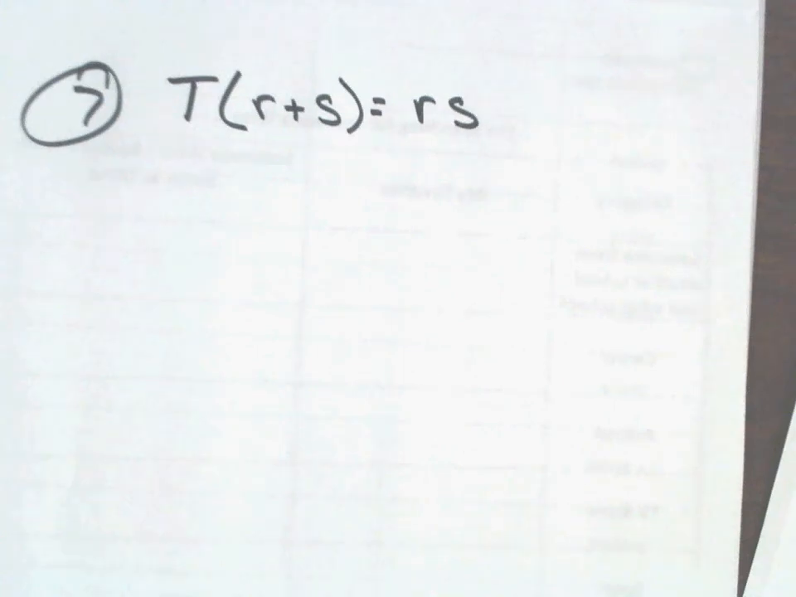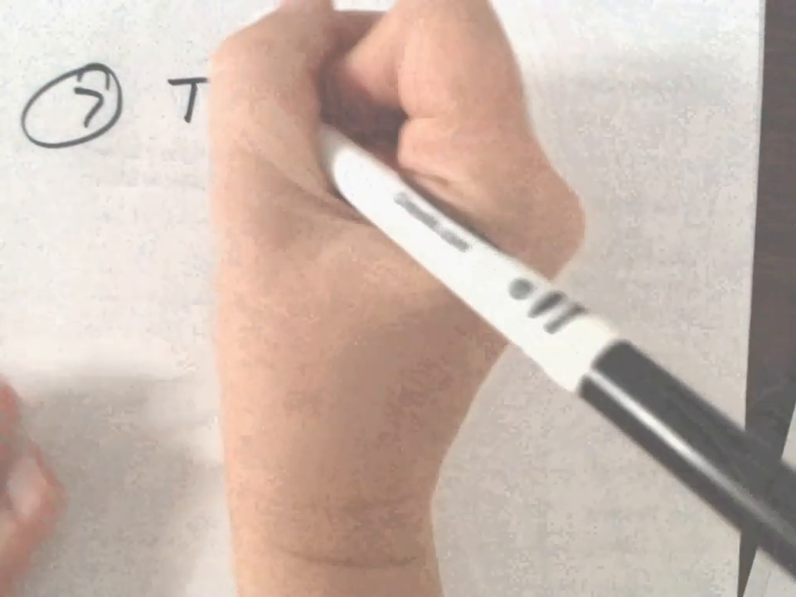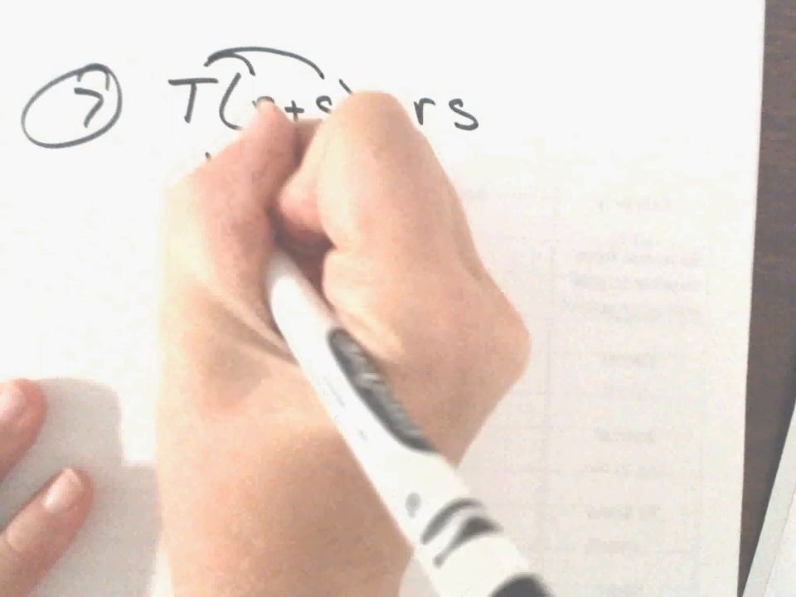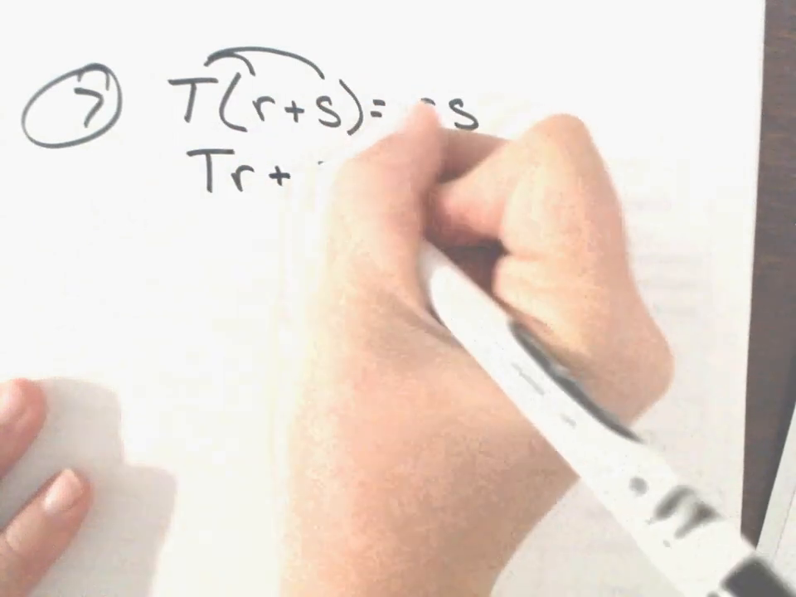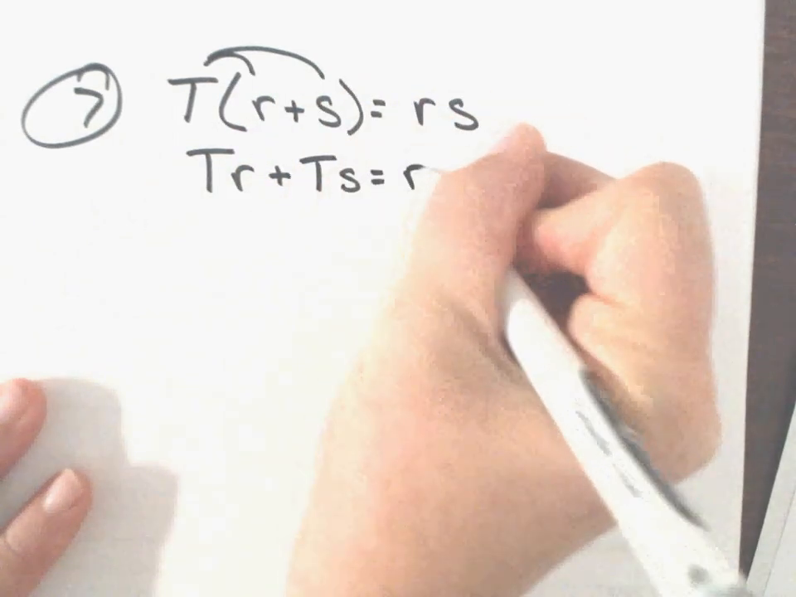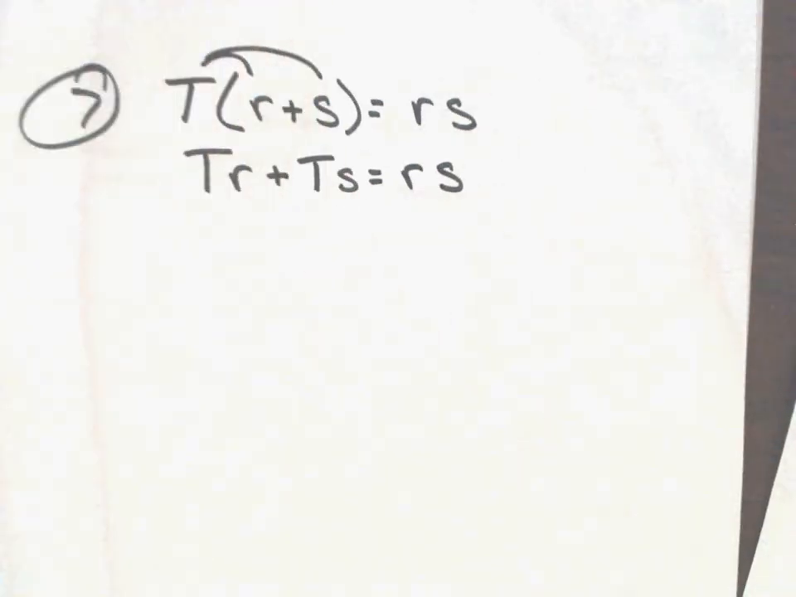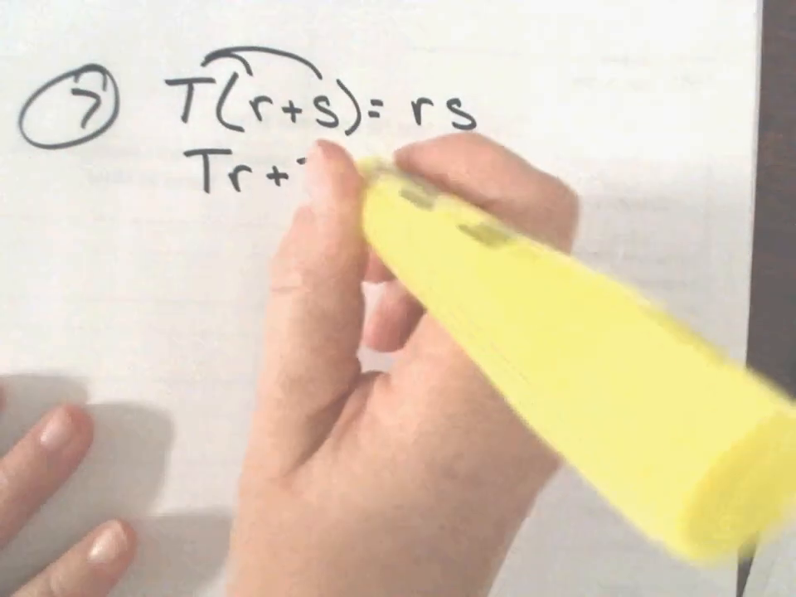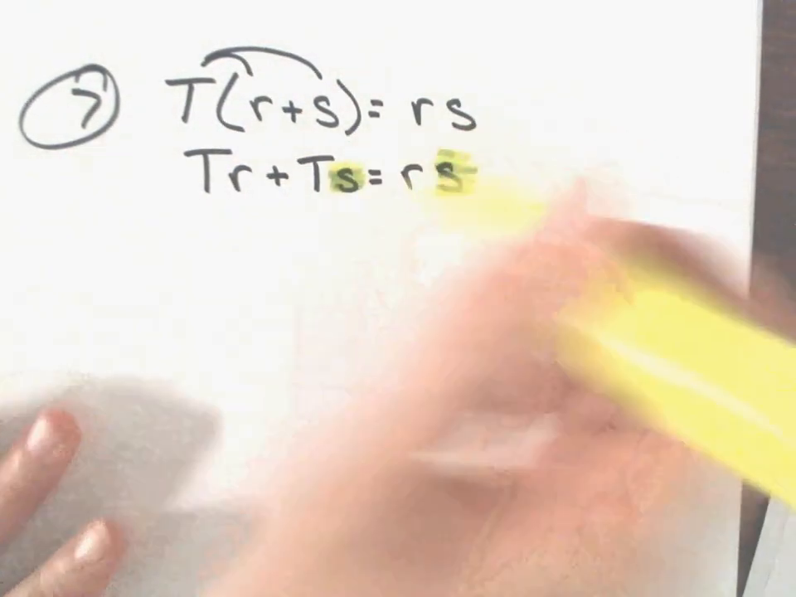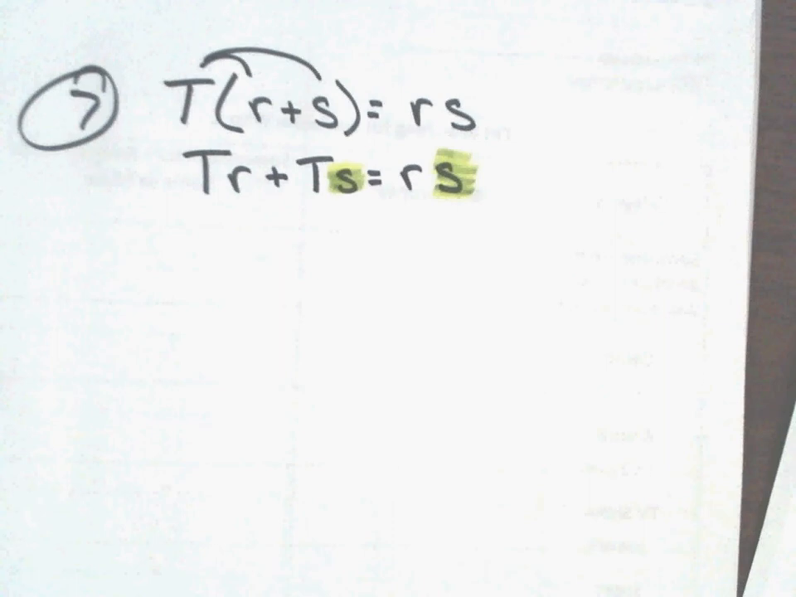You distribute. Whenever you have something outside of a parenthesis, we are going to distribute first. It doesn't matter if it's a letter or a number. So we are going to distribute this capital T. So we have TR plus TS equals RS. And what are we solving for? What does it tell you, what letter? Now, the problem here is we have one S on the left and one S on the right, and we need to put them both on the same side.